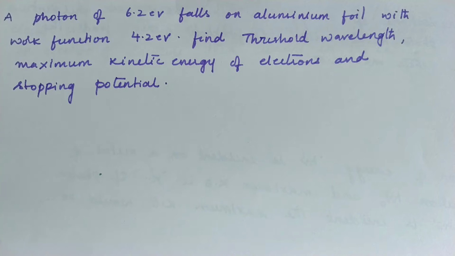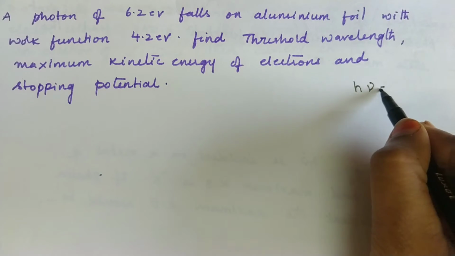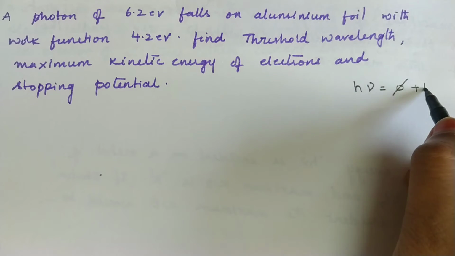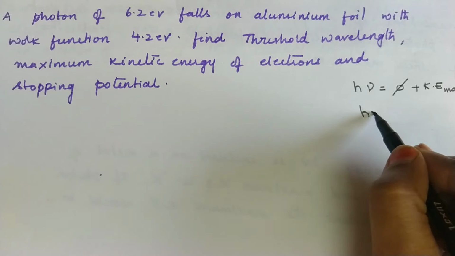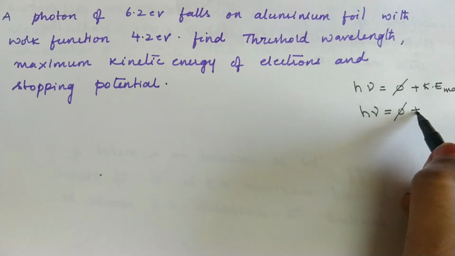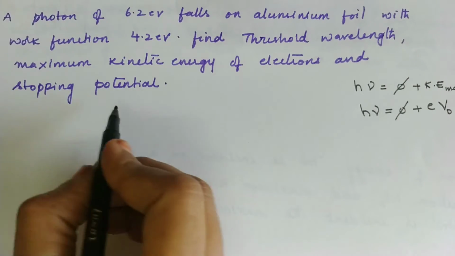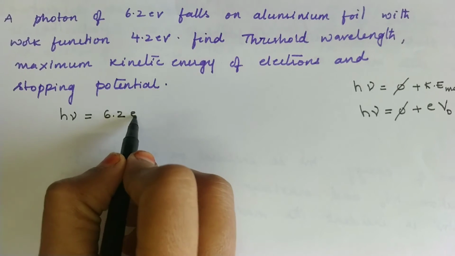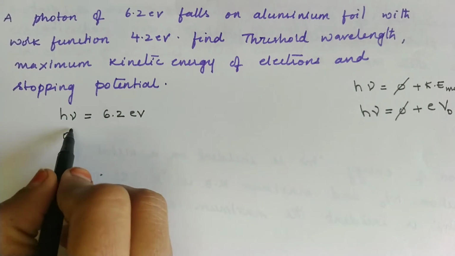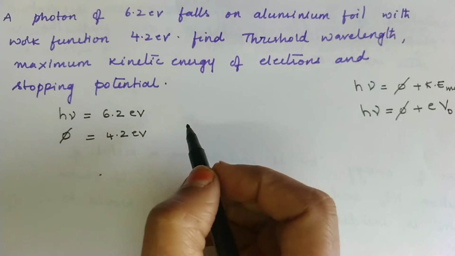Now from here the questions will be related to photoelectric emission. What is the photoelectric equation by Einstein? The incident energy is equal to work function plus KE max. And we know the maximum kinetic energy can be written in terms of stopping potential as e into V naught. So look at the question. The incident photon has an energy of 6.2 electron volts. It's falling on an aluminium foil whose work function is 4.2 electron volts. This is the given data.